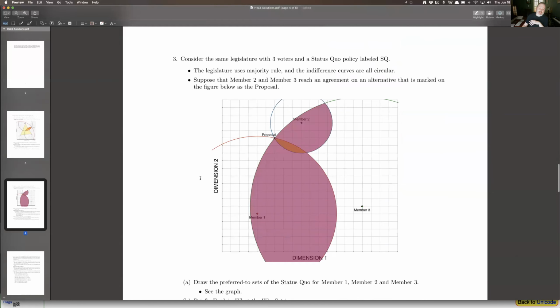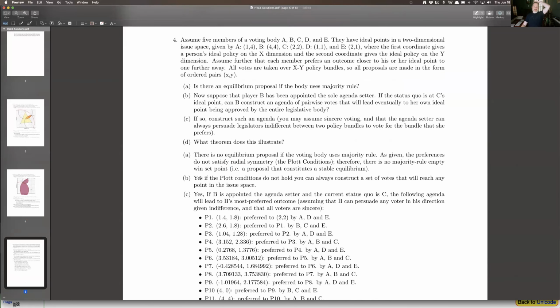Okay, so last question. Assume there are 5 members of a voting body, A, B, C, D, and E. They have ideal points in a 2-dimensional space, and I'm now giving you precise Cartesian coordinates: 1,4; 4,4; 2,2; 1,1; and 2,1. The first coordinate gives their ideal policy on the X dimension, and the second gives their ideal policy on the Y dimension, using traditional X is horizontal, Y is vertical. All votes are taken over XY policy bundles. That just means that the alternatives and status quos, the way you tell me what it is, you give me the coordinates of it, in ordered pairs, X coordinate first, then Y. Is there an equilibrium?